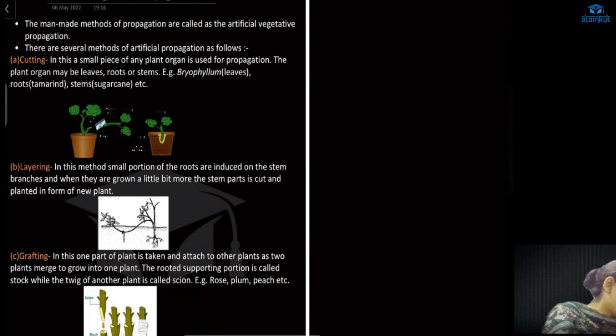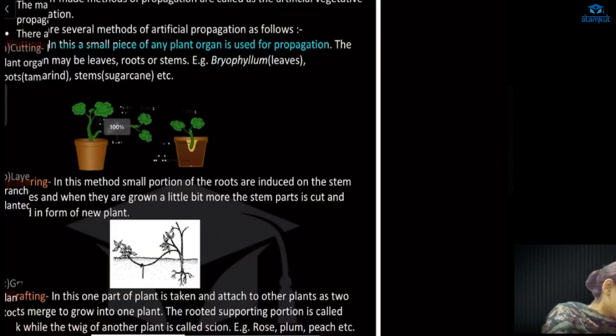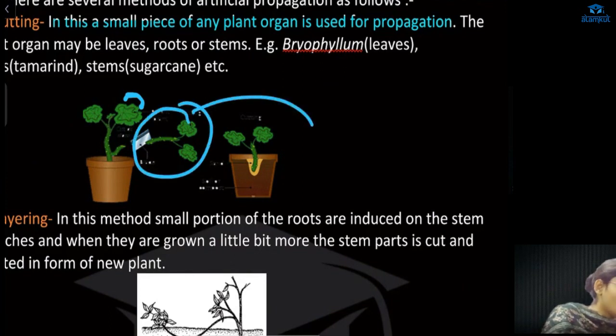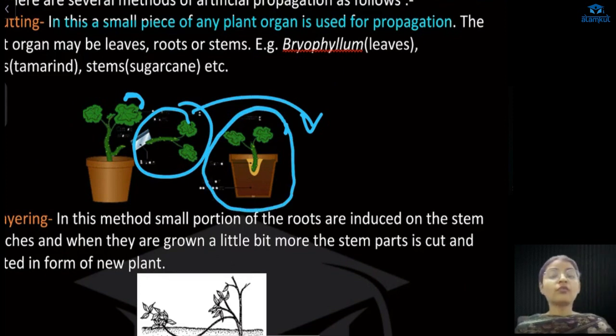So the first method is cutting. In this, a small piece of any plant organ is used for propagation. From this picture it can be understood that we are cutting a small portion from the parent plant, and we take this small portion into a new soil, a new environment, and from this small portion a new plant will develop.